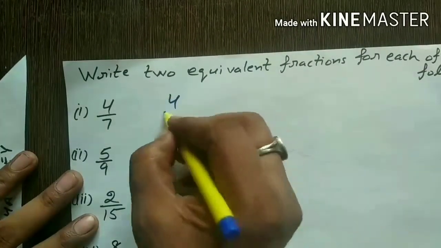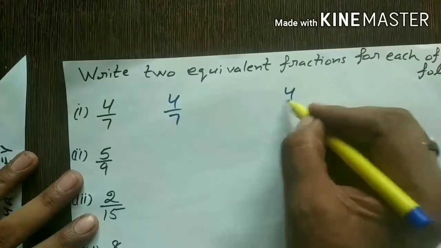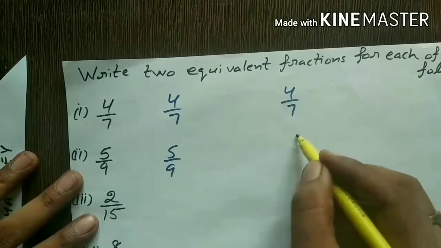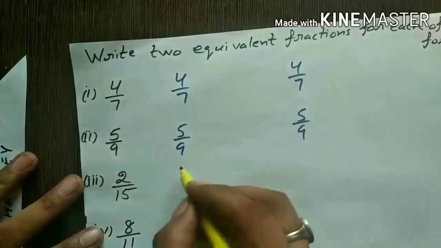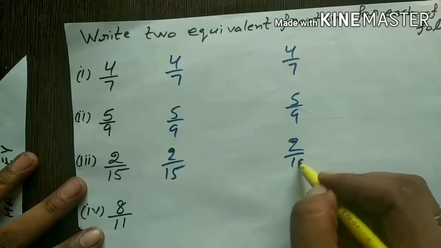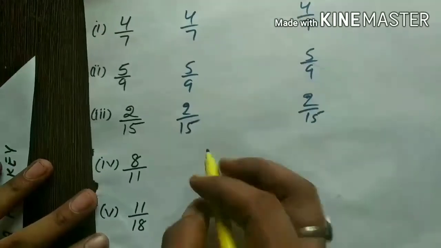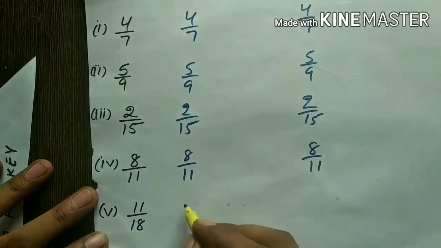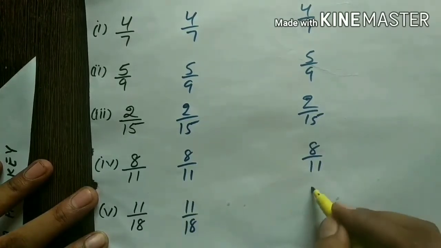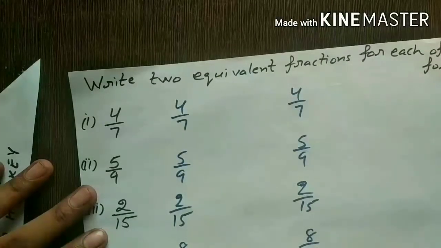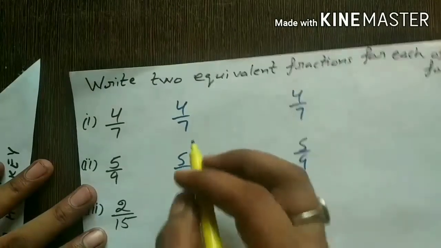So you write 4 by 7 twice. Okay, you write 5 by 9 twice. You write 2 by 15 twice. 8 by 11 twice. 11 by 18 twice. Okay, so that you can find the answer very quickly.